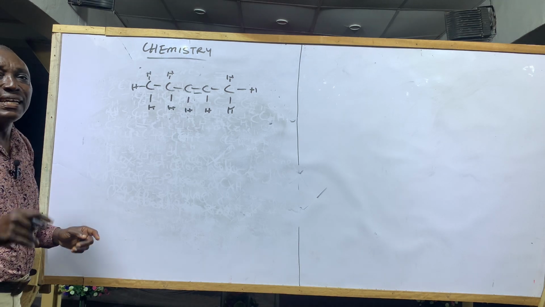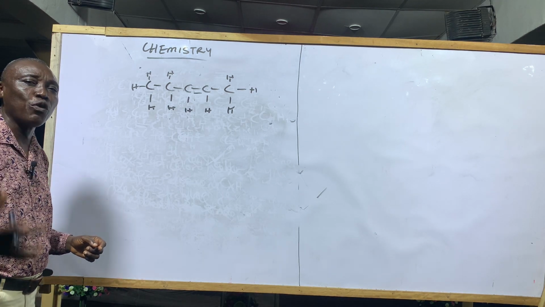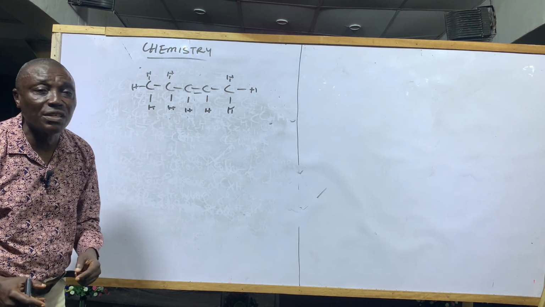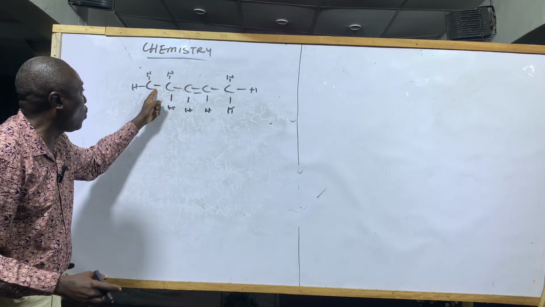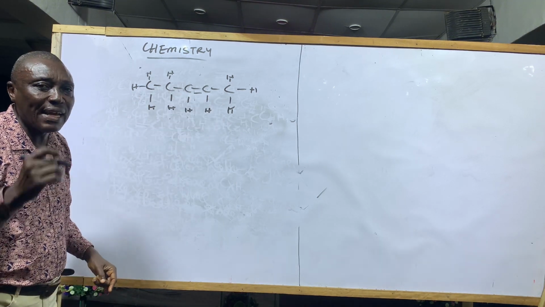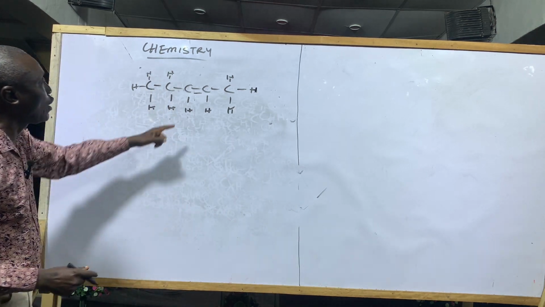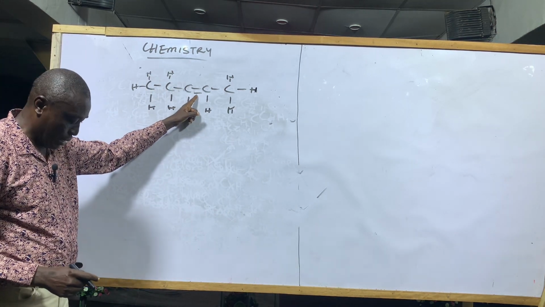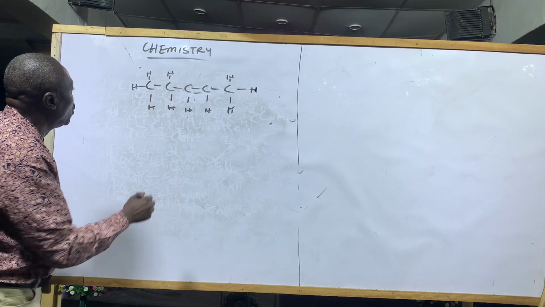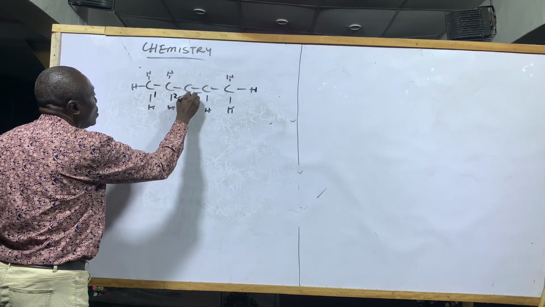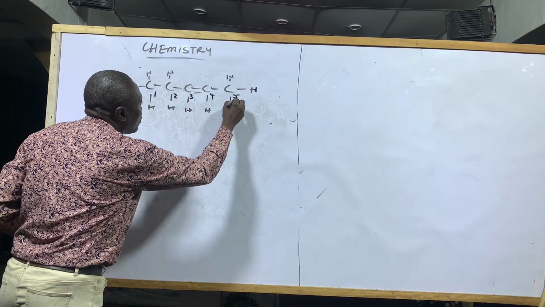we said in the rules guiding IUPAC naming of organic compounds that the first thing you identify is the longest chain. The longest chain here is 5: 1, 2, 3, 4, 5. Then the second thing is to identify the functional group in the compound. The functional group in this compound is the double bond.